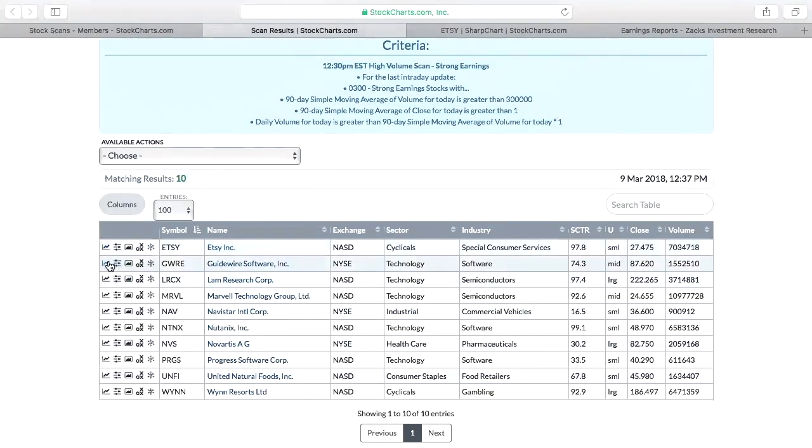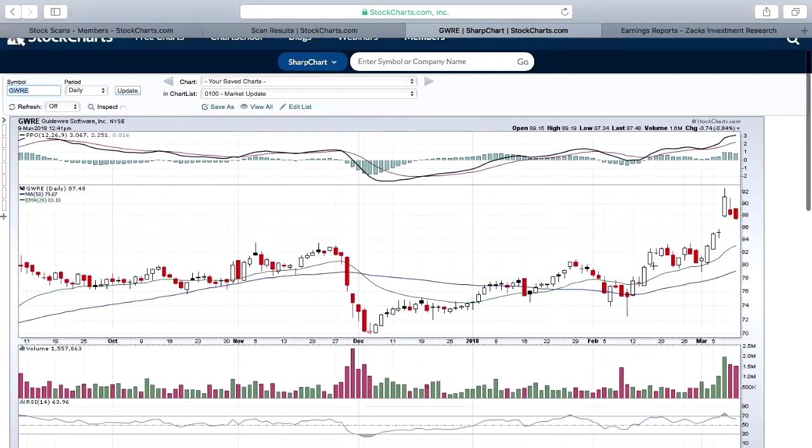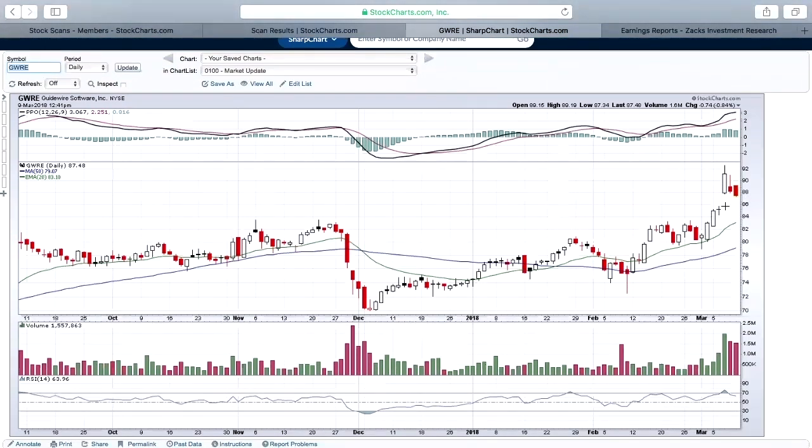We come down to the next one, GuideWire, GWRE. Now, this one's pulling back, and it's in the gap support zone. This one's got my attention much more than Etsy, because I do think it's getting closer and closer.